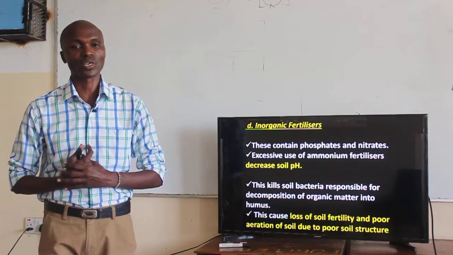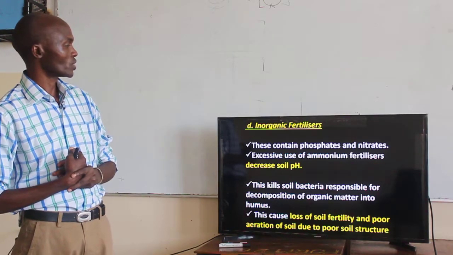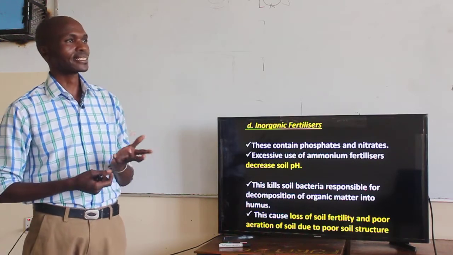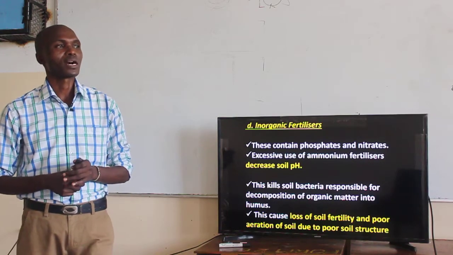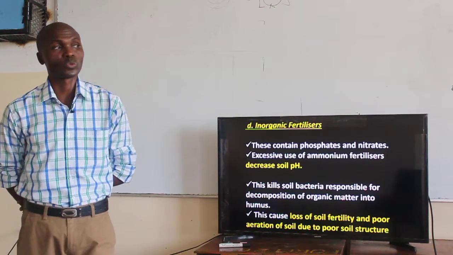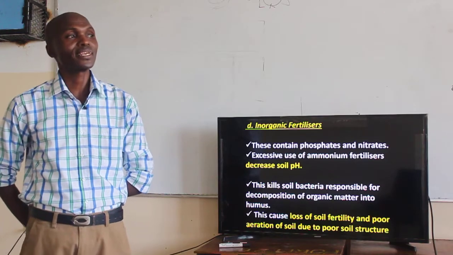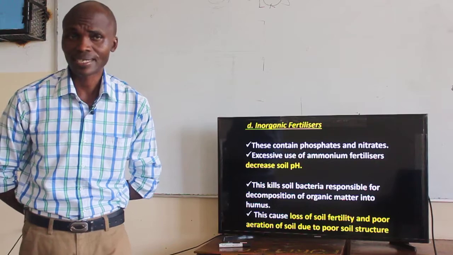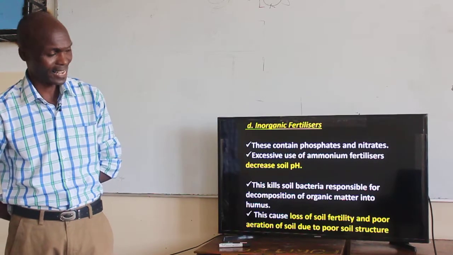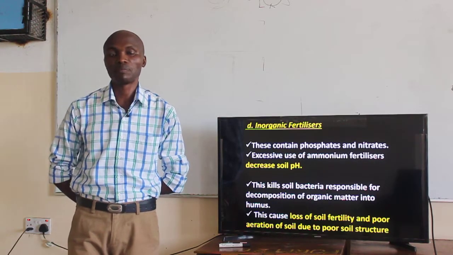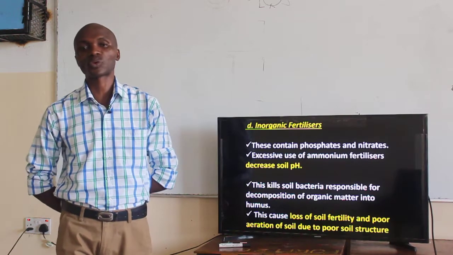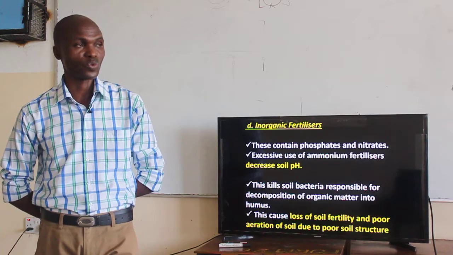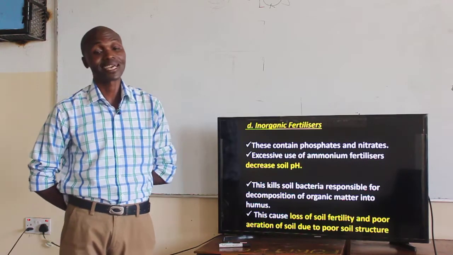The other factor that we're looking at as a cause of soil pollution is inorganic fertilizers. Now, inorganic fertilizers are mostly common when it comes to farming. This is whereby the farmers apply fertilizers to increase their yield, their farm produce. Remember, inorganic fertilizers contain a lot of phosphates and nitrates. So these are ammonium phosphates, ammonium nitrates.